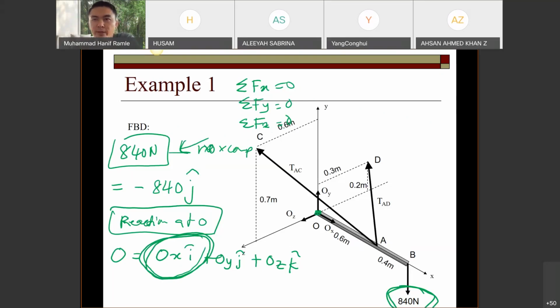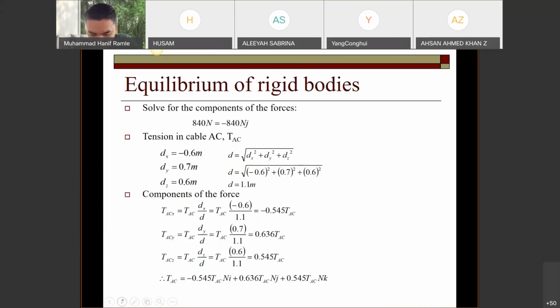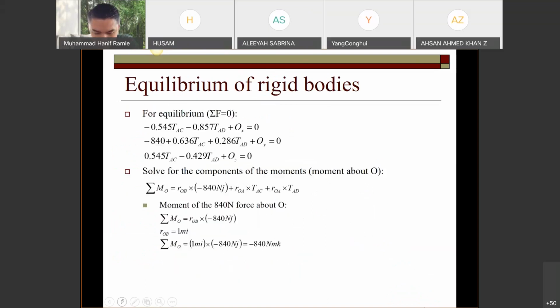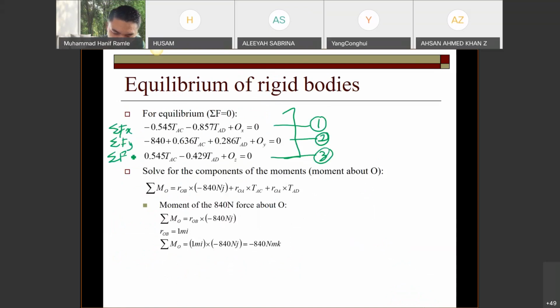TAD, we do have the external component as well. Okay, you will get the first equation. So I will straightforwardly show you the solution for the equilibrium system. This is the first equation, this is the second equation, this is the third equation. This is the summation of Fx, summation of Fy, summation of Fz.